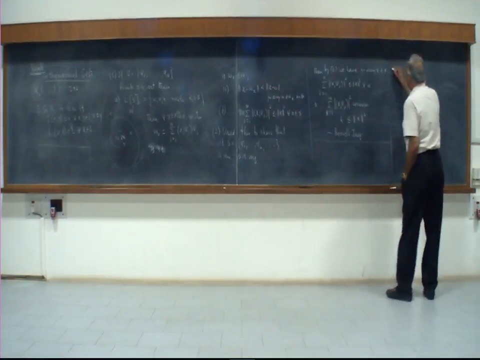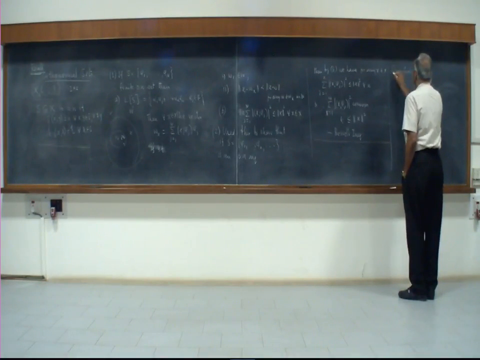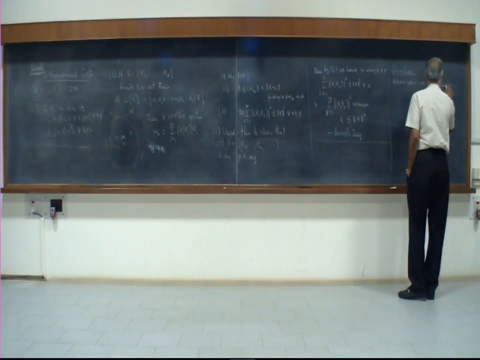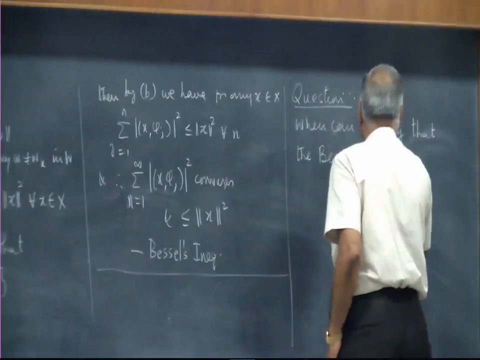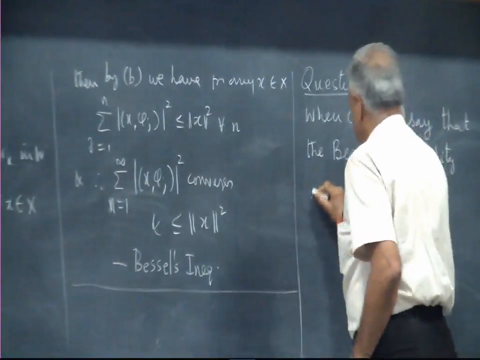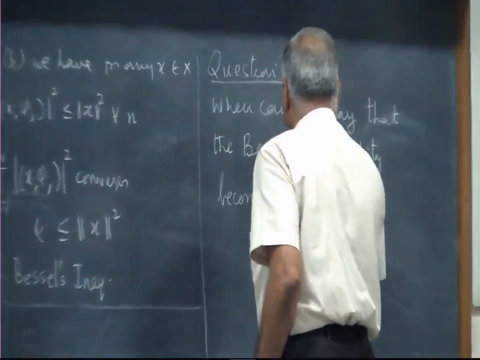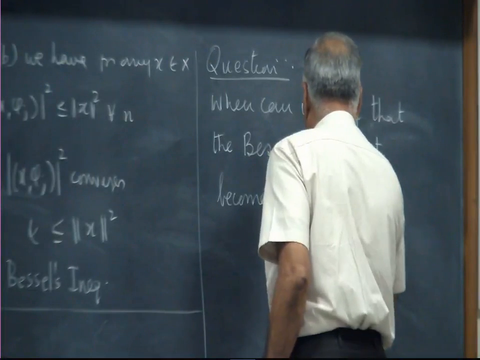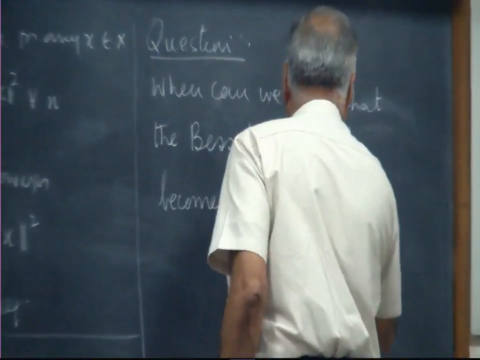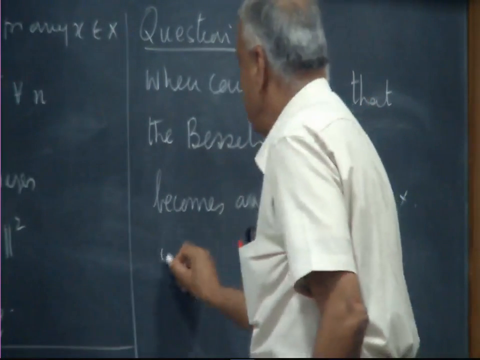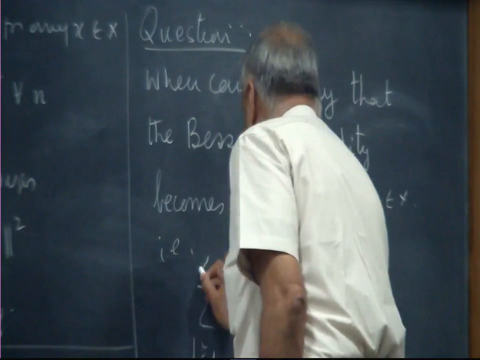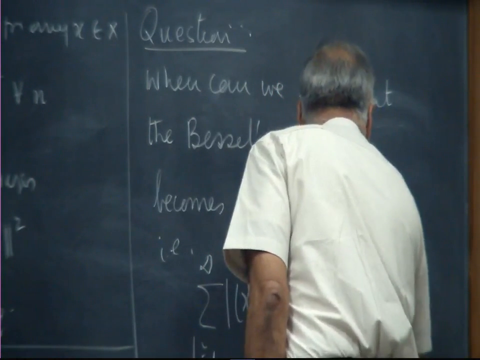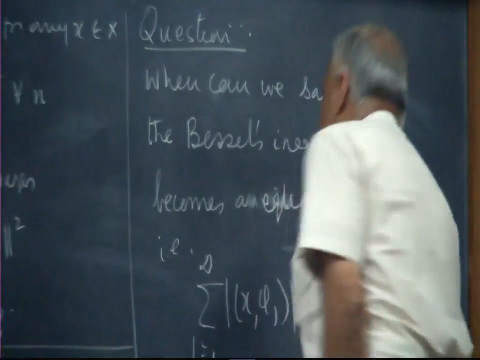So the question is: when can we say that Bessel's inequality becomes an equality, for every x? That is, the sum must be exactly equal to the norm of x squared for every x in X. So that is the question. Where does this happen?